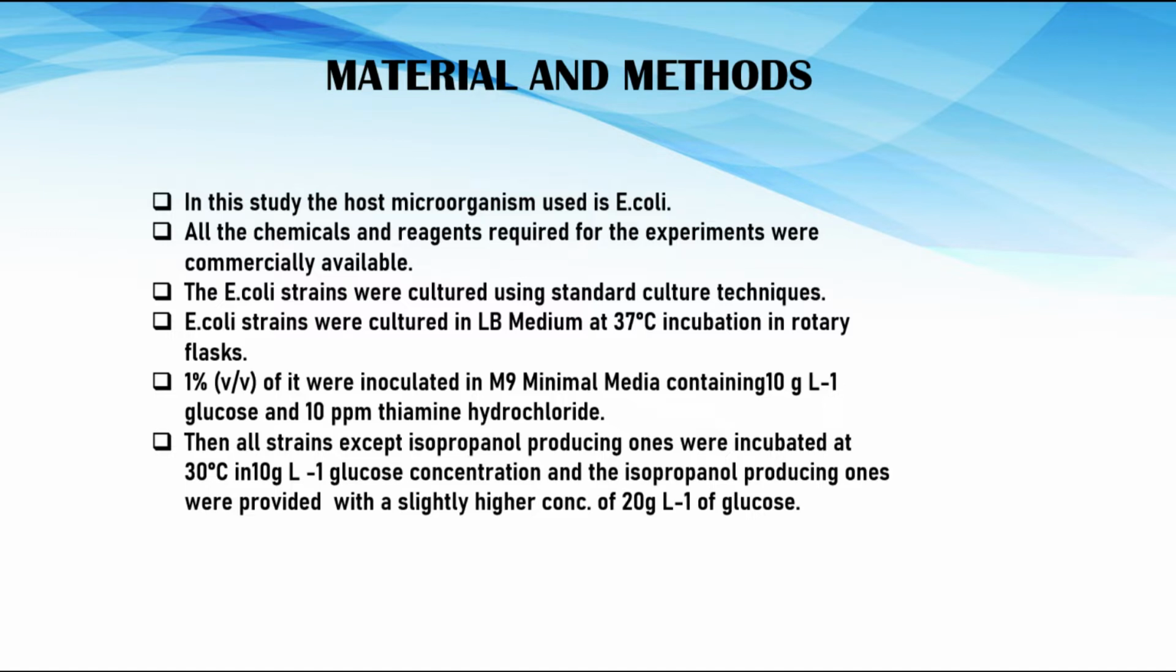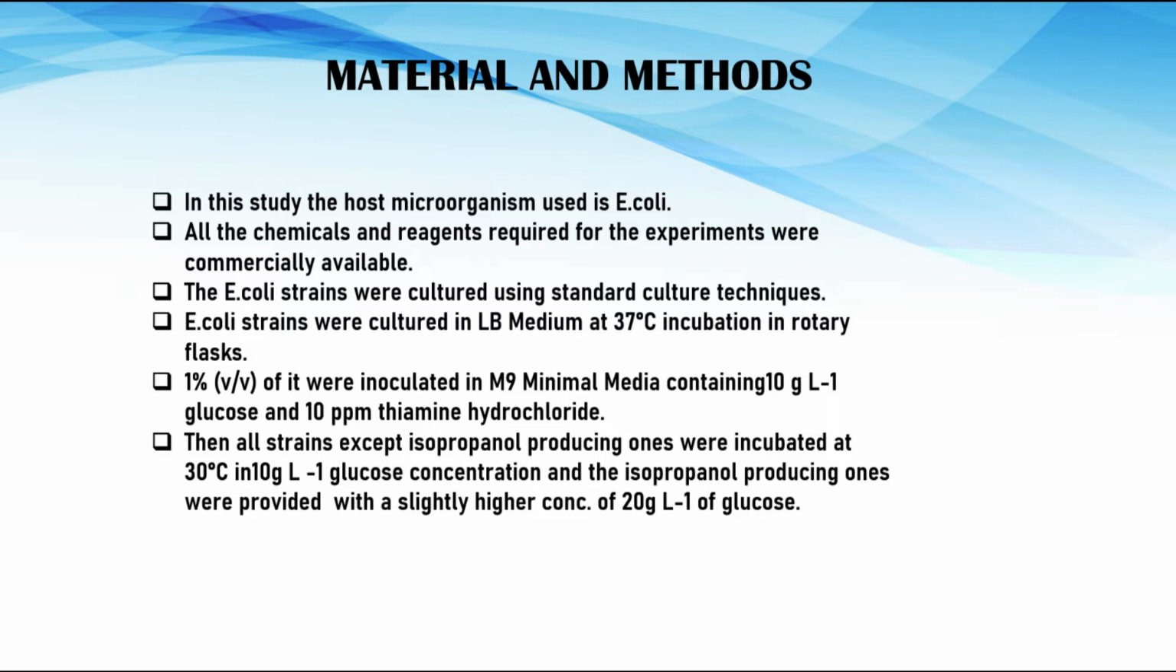So, first of all, we need to design the synthetic metabolic pathway for the production of isopropanol. And here the metabolic intermediate is used as the precursor that can be constructed in a host microorganism. In this study, they have taken E. coli as their host microorganism. Commercially available chemicals and reagents are used here. For the plasmid preparation, E. coli strains were cultured in LB medium at 37 degrees and then 1% of it was inoculated into M9 minimal medium.